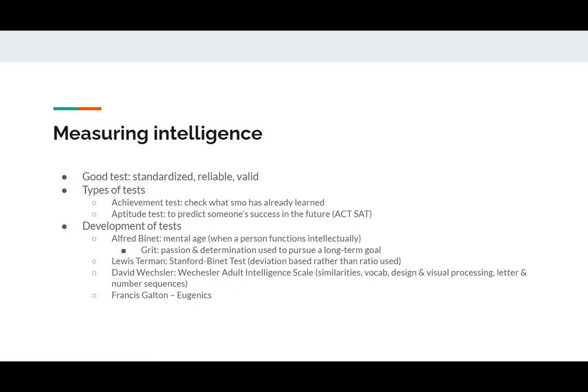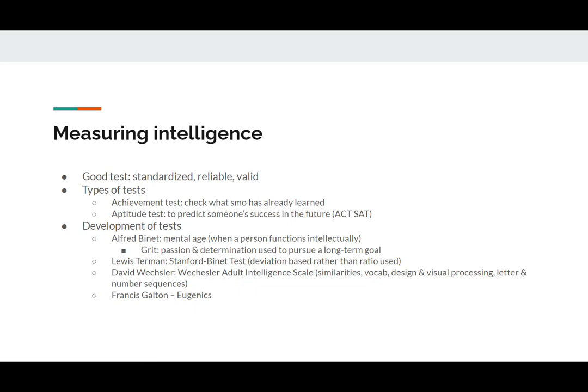So there are basically two primary types of tests. First one is achievement test, which checks what someone has already learned, like the unit exams you have at school or the AP test at the end of the year. And then we have aptitude test, which is designed to predict someone's success in the future. An example of this is the ACT or SAT, which are said to give colleges an idea of how prepared you are for college. And then how we develop tests.